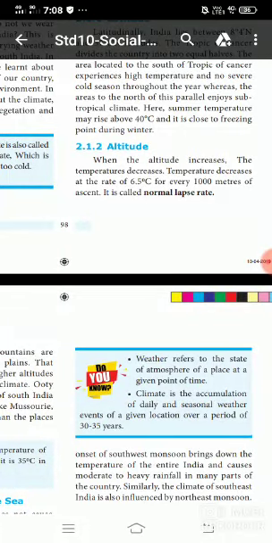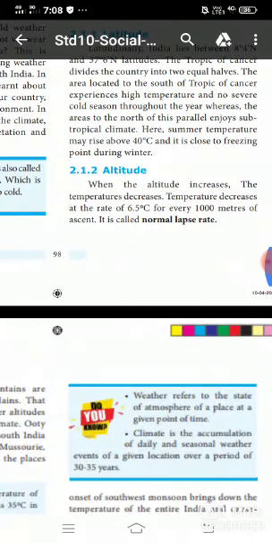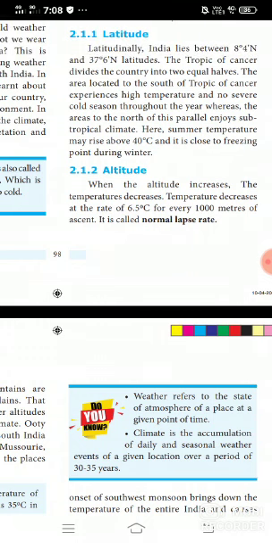Okay, next one, altitude. When the altitude increases, the temperature decreases. Temperature decreases at the rate of 6.5 degrees Celsius for every 100 meters of ascent. So it is called normal lapse rate.